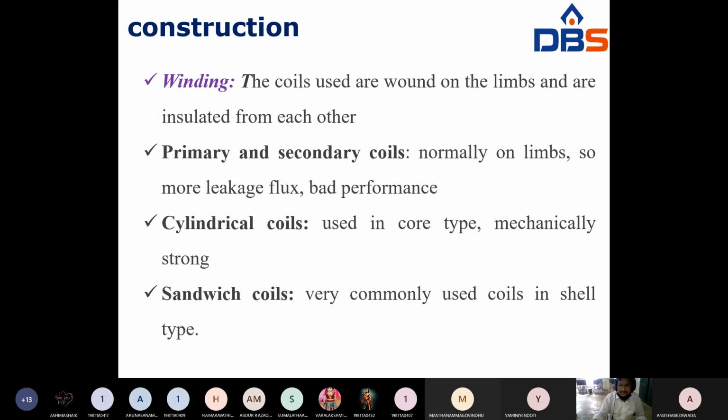Now coming to the winding. Winding is nothing but the primary winding and secondary winding. The coils are placed onto the limbs, right?